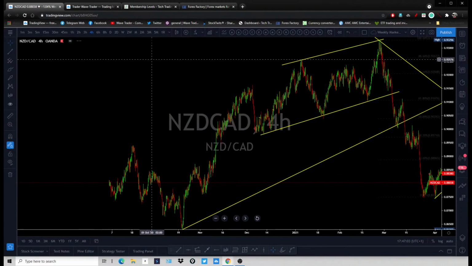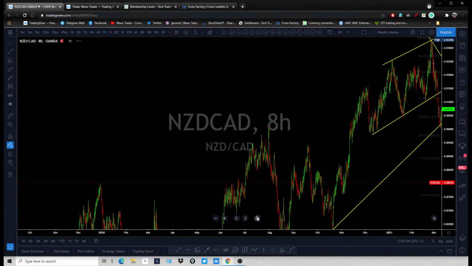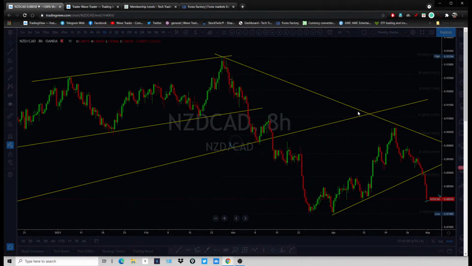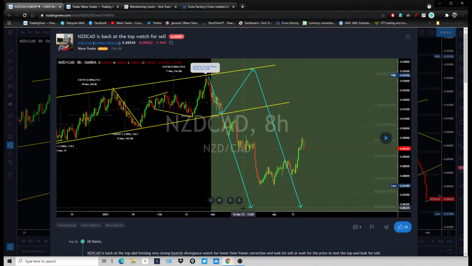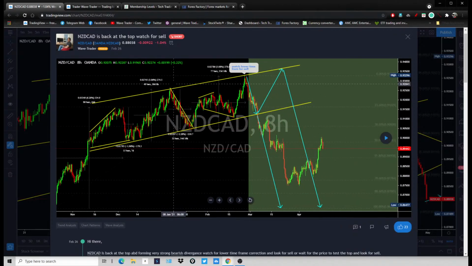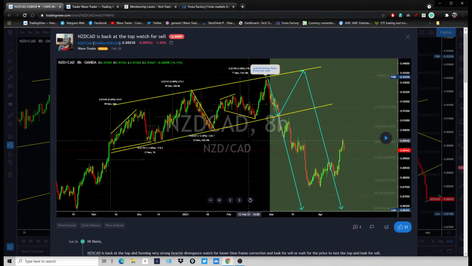But yes, let me go back and remind you what this chart is doing. Whenever it was pushing higher, we were going against that trend. That's how you're going to get the big waves. You cannot get the big waves going with the trend. You're only going to get the big waves going against the trend and having patience.